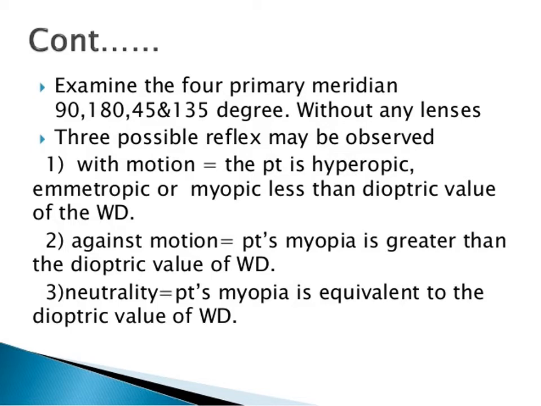Three possible reflexes may be observed in the pupil of the patient. The reflex may be with the motion, where the patient is hypermetropic, emmetropic, or myopic less than the dioptric value of the working distance, that is 1.5. The reflex can be against the motion, where the patient is myopic and the myopic power is greater than the dioptric value of the working distance, that is 1.5. The neutrality, where the patient's myopia is equivalent to the dioptric value of the working distance, where no reflex is seen.